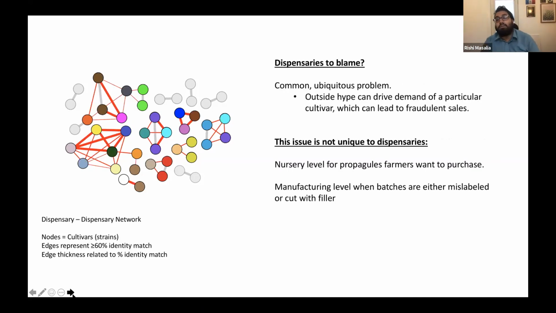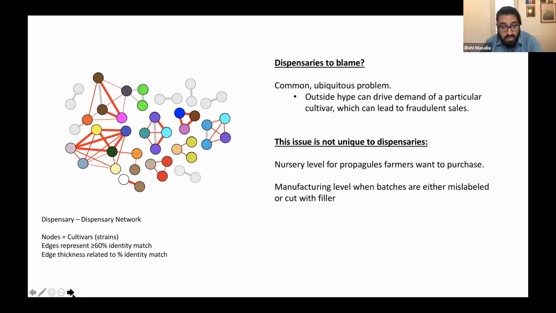However, dispensaries are not only to blame. This is a common and ubiquitous problem. In dispensaries, hype can often drive demand for a particular cultivar, which can lead to fraudulent sales. But this issue isn't unique to dispensaries. We also did the same analysis at the nursery level, testing nursery-level propagules from farmers who want to purchase them, grow them on their farm, and then sell them to dispensaries.